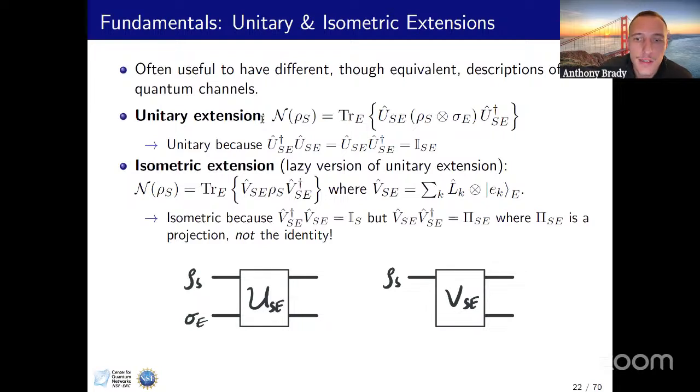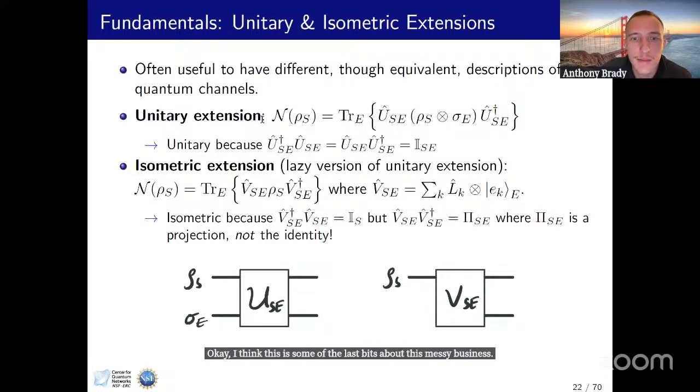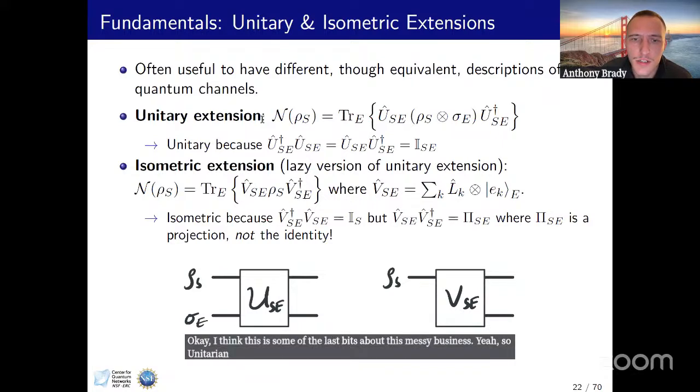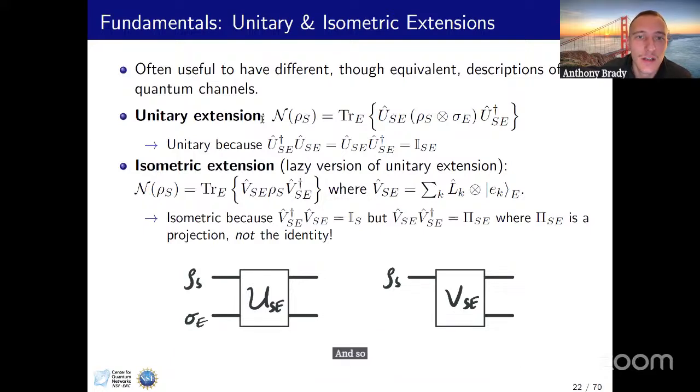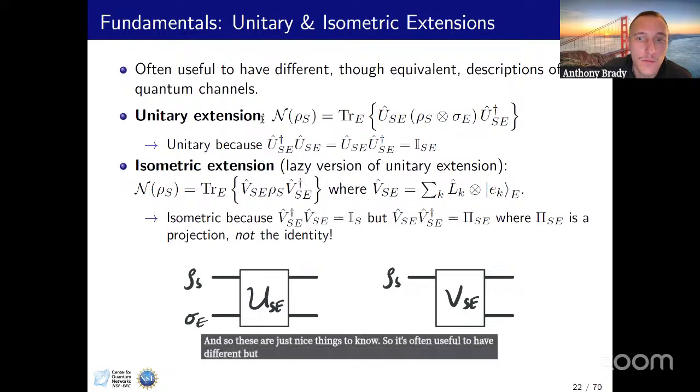Okay, I think this is some of the last bits about this messy business: unitary and isometric extensions. I don't think I'll say much about this, but I will just mention it because these are sometimes nice little formal things to know, and little tricks that you can play if you want to do a bunch of theory. It's often useful to have different but equivalent descriptions of quantum channels.